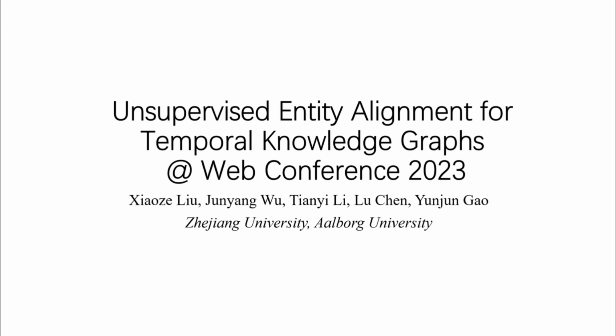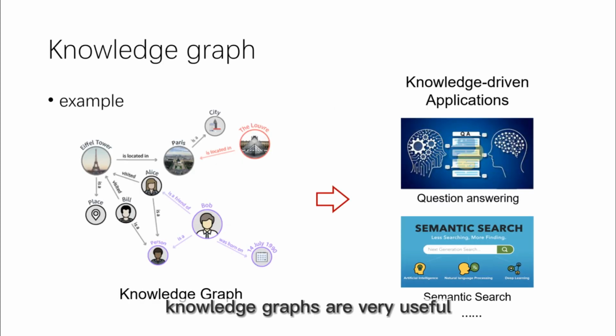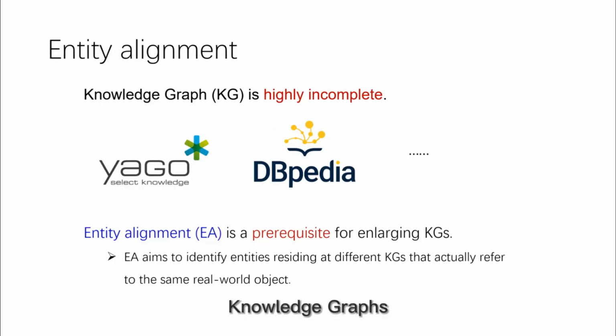Hope you'll enjoy it. As we know, knowledge graphs are very useful and can facilitate many applications. A knowledge graph is a set of triples with entities at the head and tail and a relation in the middle. However, knowledge graphs are highly incomplete, and the task of entity alignment is to find the entities that refer to the same real-world object.